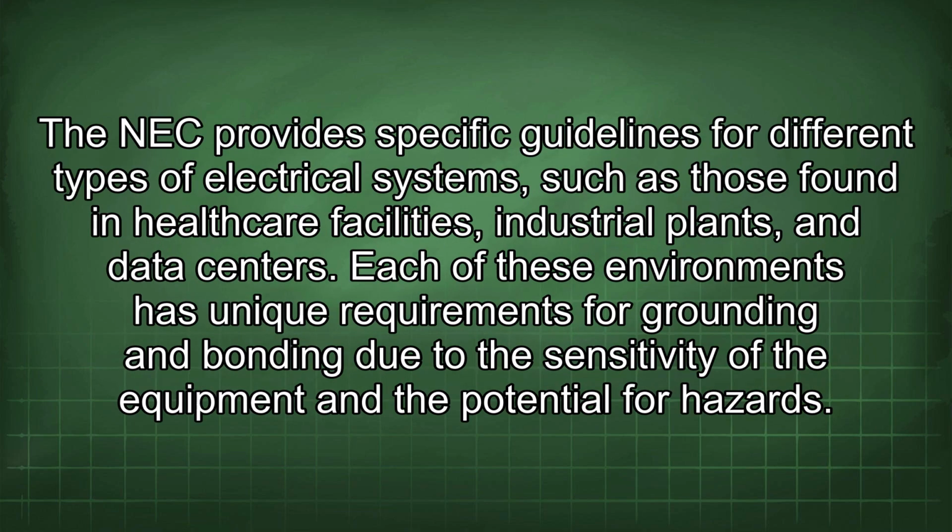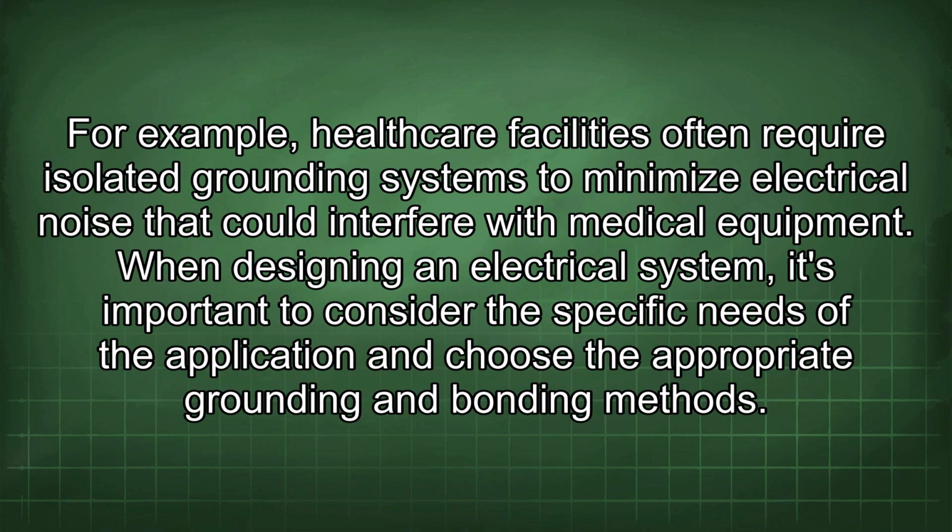The NEC provides specific guidelines for different types of electrical systems, such as those found in healthcare facilities, industrial plants, and data centers. Each of these environments has unique requirements for grounding and bonding due to the sensitivity of the equipment and the potential for hazard. For example, healthcare facilities often require isolated grounding systems to minimize electrical noise that could interfere with medical equipment.